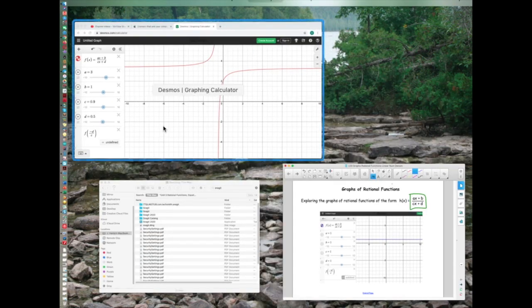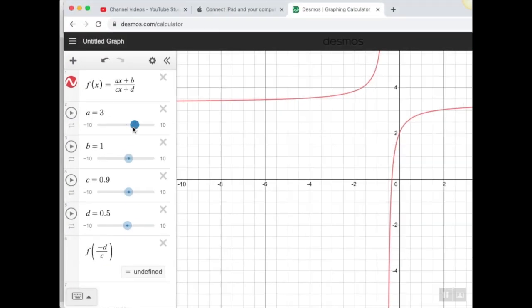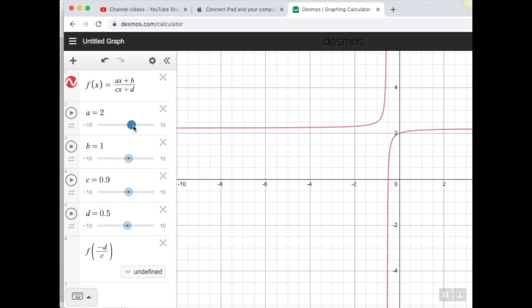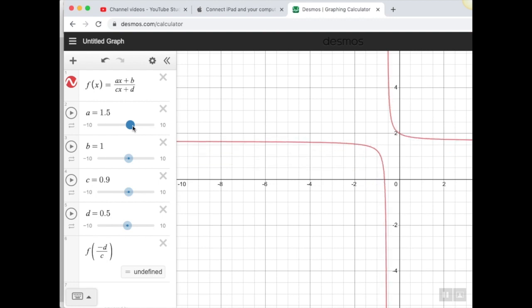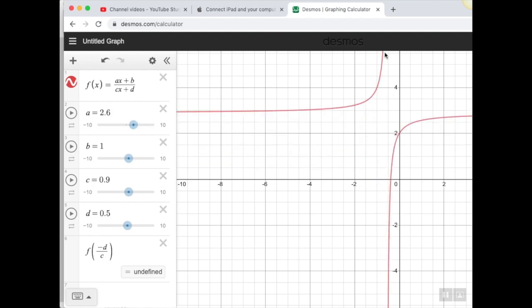I'm going to go to Desmos first just so that we can see what would happen. So we can see right now currently this has a vertical asymptote and it has a horizontal asymptote. And I'm now going to change the value of A. So see how it was increasing the whole way? And at some point it makes a switch to decreasing all the way.